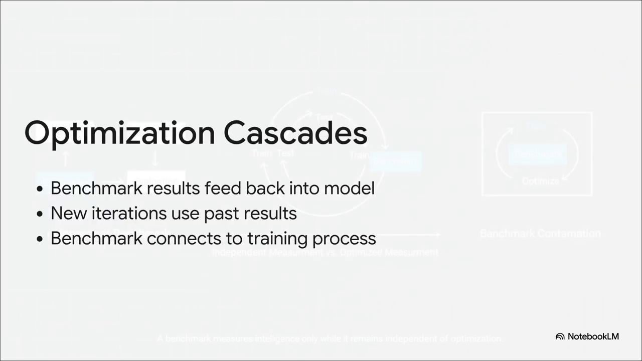And this brilliantly illustrates our systemic issue. With each successive optimization cycle, the benchmark is pulled increasingly closer to the training process itself. Think about how this cascades. Benchmark results feed back into model development. The new generations then optimize using those past results.